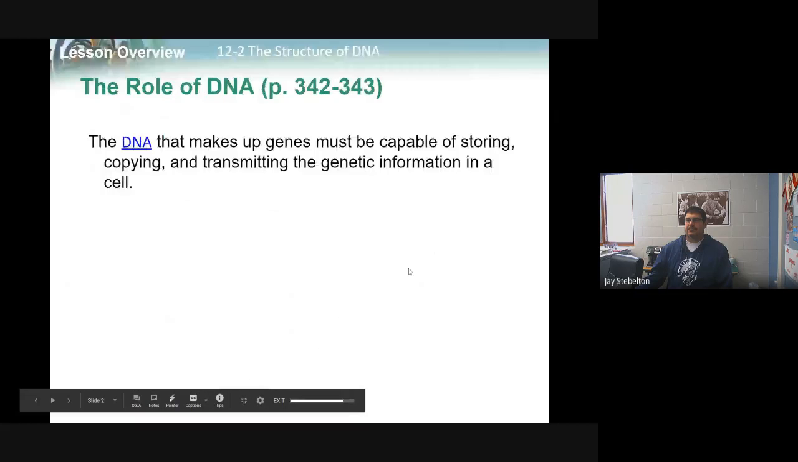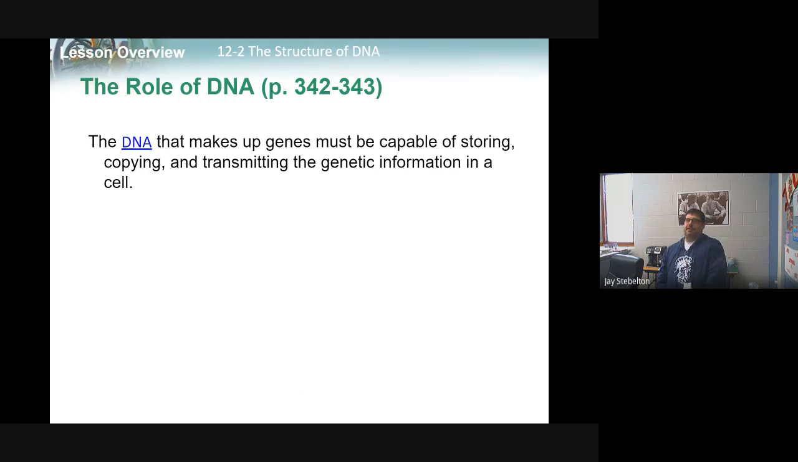Okay, so here's the lecture right here. When we talk about the different roles of DNA, there's 3 things that DNA can do. Those 3 different roles are storing, copying, and also passing on the genetic information in the cell. All of that genetic information in the DNA starts out in the nucleus. And what you'll see the next couple of weeks, when the DNA duplicates itself, it's passed on to new cells that we call daughter cells.